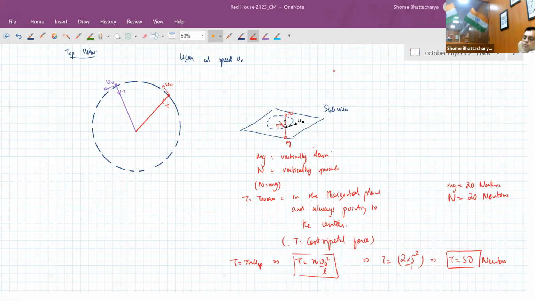The string's role over here, it keeps providing the tension, which in turn keeps providing the necessary centripetal acceleration. Without that, the particle will not be bound to the circular motion. It will just go off tangentially.